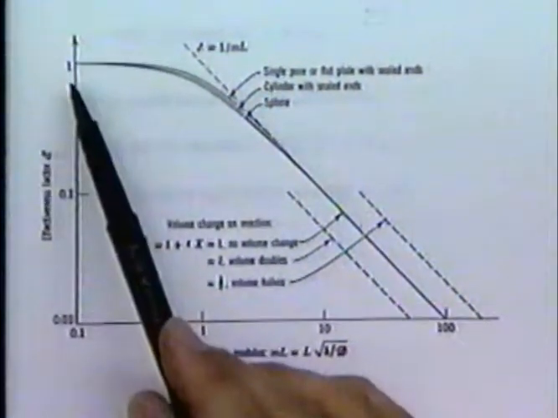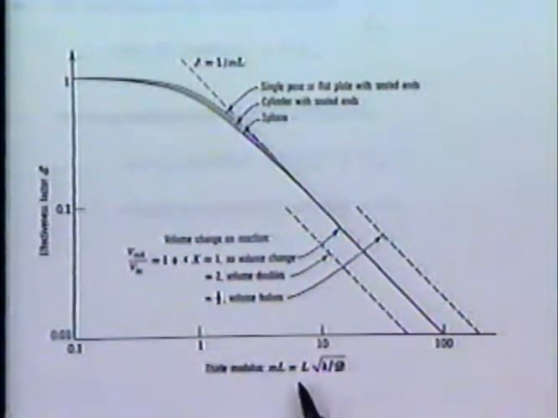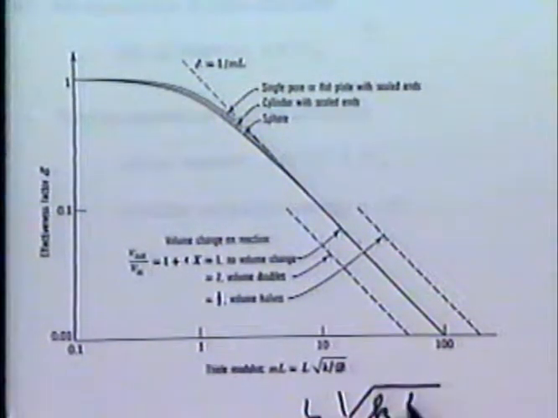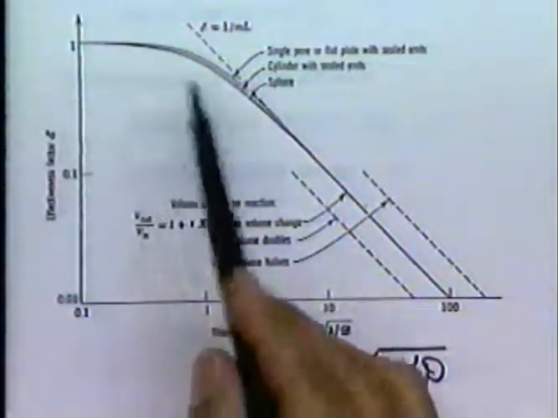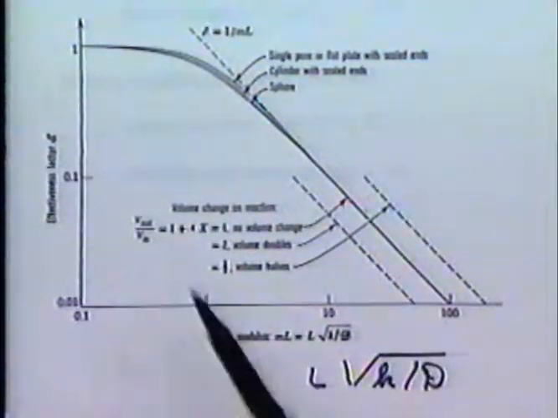The effectiveness factor will decay as a factor that contains L, the length of the pore, times the square root of the reaction rate constant divided by the diffusion coefficient. As this increases, the use of the internal surface will decrease, since the effectiveness factor will decrease.